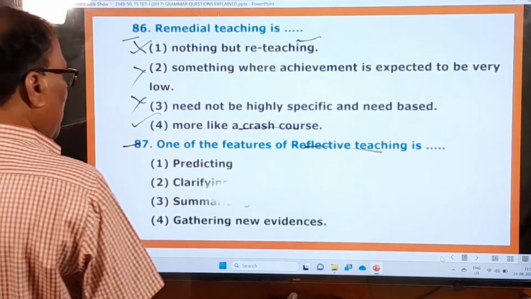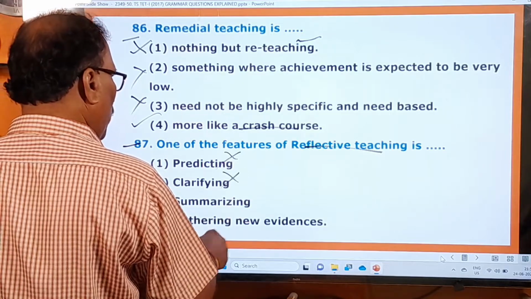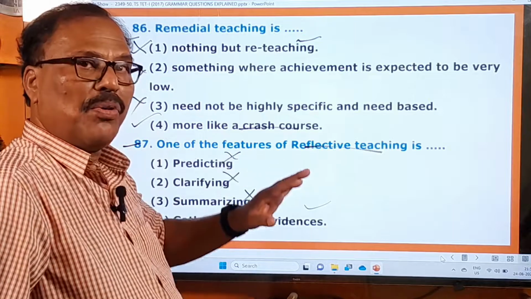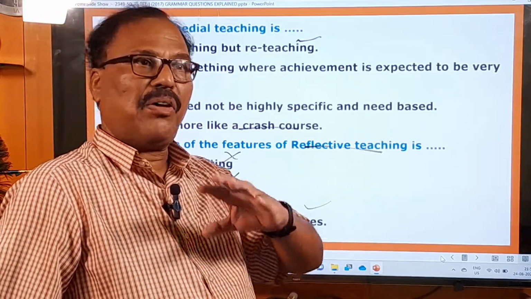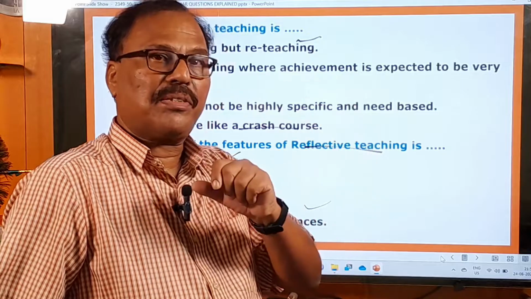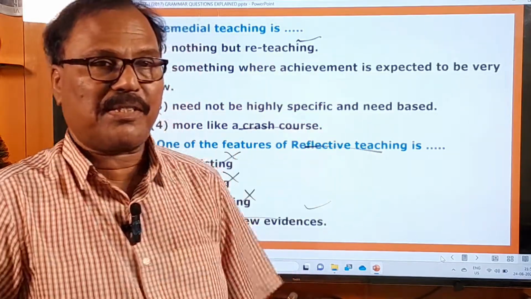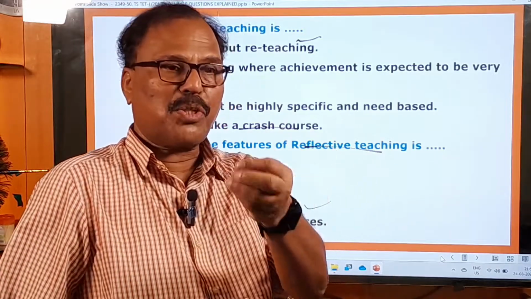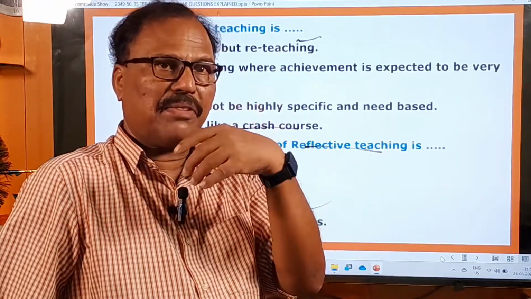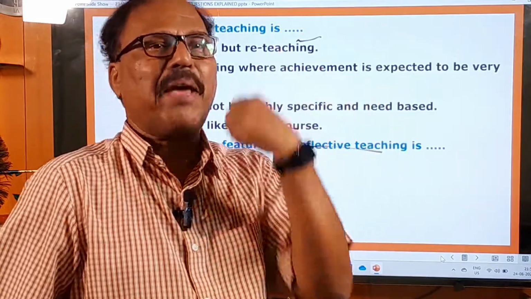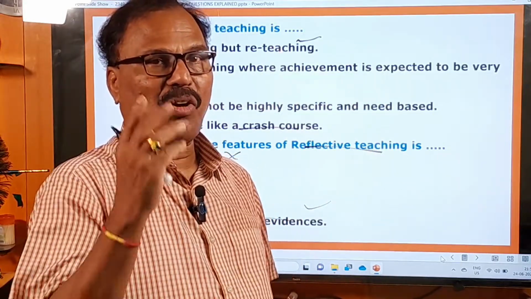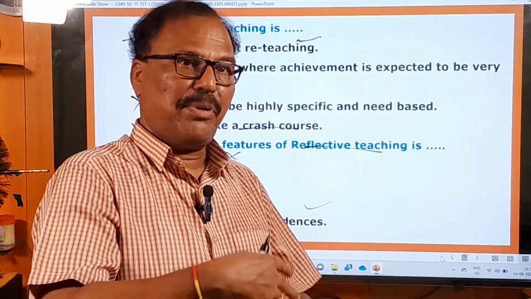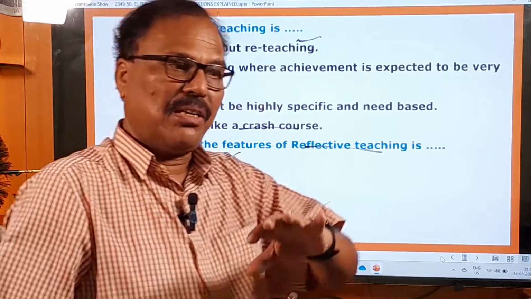Now, what are the options? Predicting, no. Clarifying, no. Summarizing, no. Gathering new evidence. Reflective teaching, how can you know whether you are teaching the students well or not? Only by asking the students, by conducting some small test or some kind of feedback. You ask them to give their feedback. Some students say, sir is not teaching well, sir is teaching very fast, sir is teaching in an ambiguous manner, sir is not teaching in a clear manner.